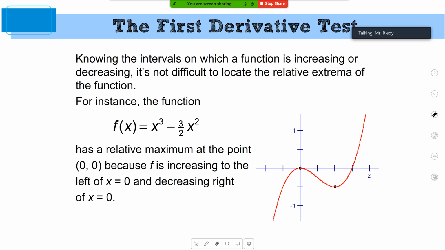Rehashing what we just did. There's our graph. We took the derivative. We set it equal to 0. We found the critical numbers, 0 and 1. The picture matches what we knew. It was increasing, then decreasing, then increasing. And also now we know, based on what we just talked about, that at 0 we have a relative maxima, and at 1 we have a relative minima.